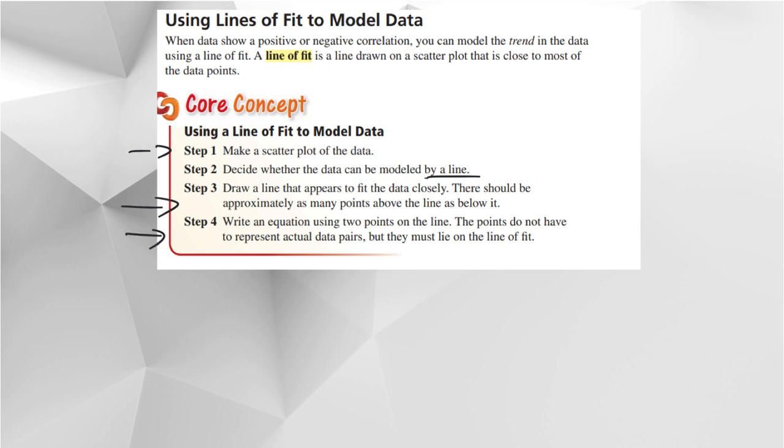And in step 4, we're going to write an equation using 2 points on the line. Make sure that when you see the line of fit, the points have to go through the line, and those are the 2 points that you're going to use because they represent actual data pairs. But they must lie on the line of fit, meaning that sometimes, as long as it passes through, they might not have been given to you in a table.